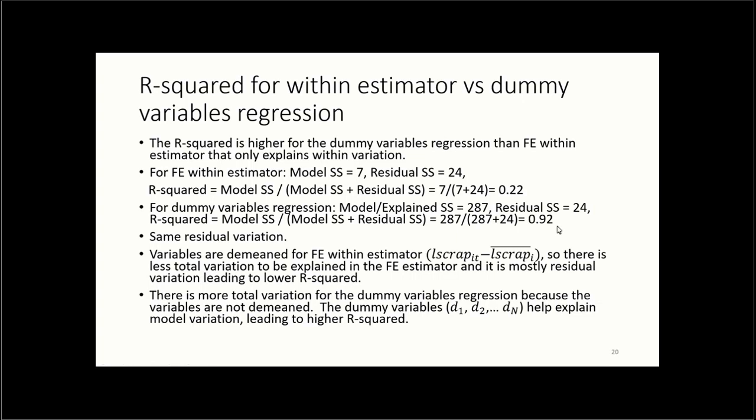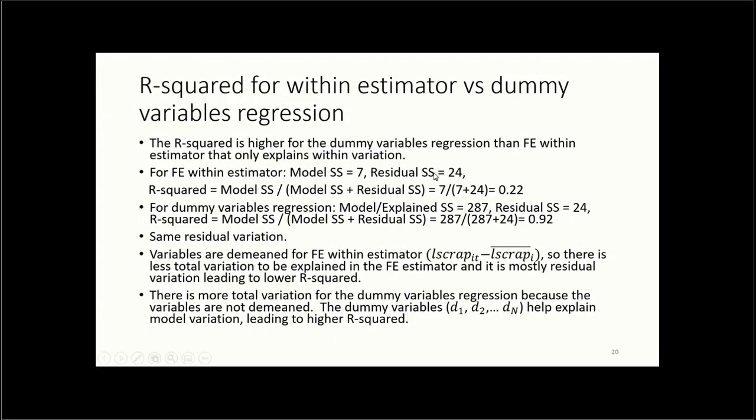So how come we have a much higher R squared for the dummy variables regression than the fixed effects or within estimator, when we essentially estimate the same regression and come up with the same results and the same coefficients? Well, the reason is that we have the same residual variation in both cases, but the variables are demeaned for the fixed effects within estimator. So instead of scrap rates, we have the scrap rates minus the average of the scrap rates. So there's less total variation to be explained.